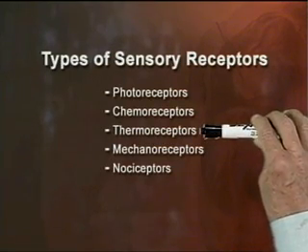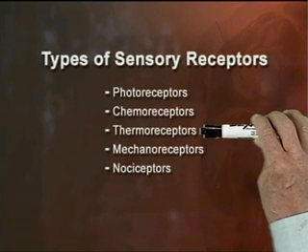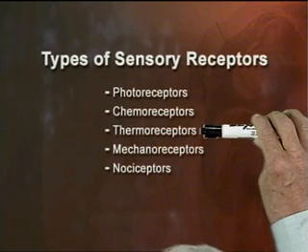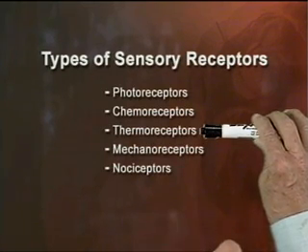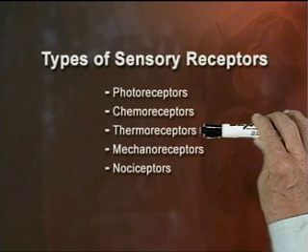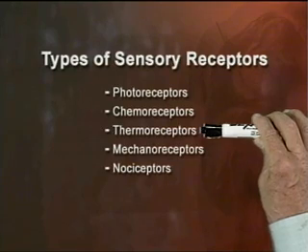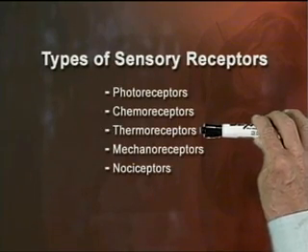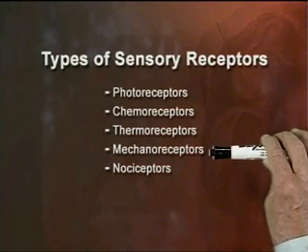Thermoreceptors are those that respond to temperature change, various temperatures. And it's interesting, there are certain thermoreceptors that generate impulses when they're warmed up. Other thermoreceptors generate impulses when they're cooled down. So it's not the same receptor that's doing the different temperatures.